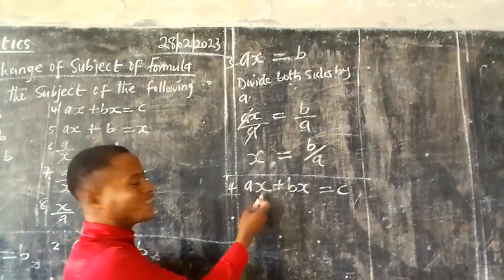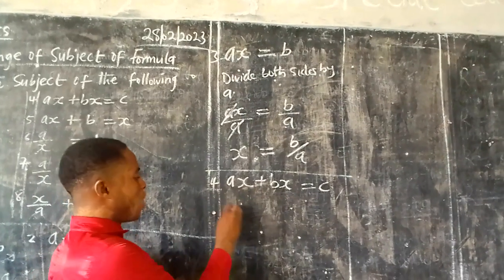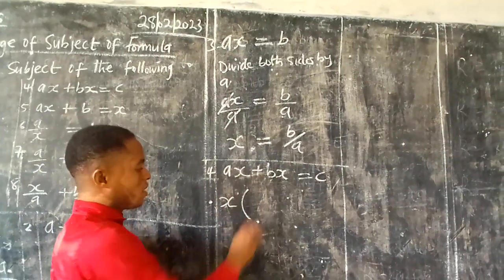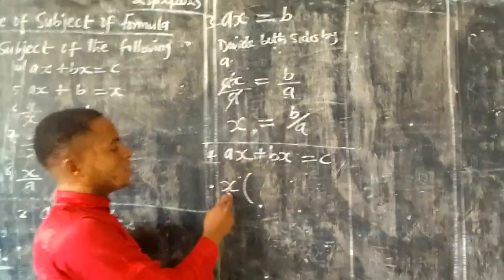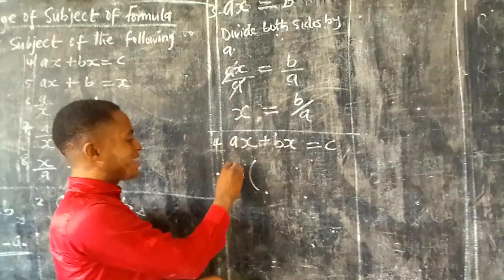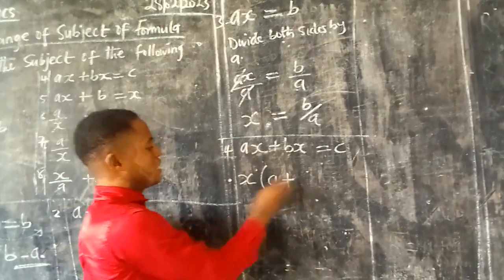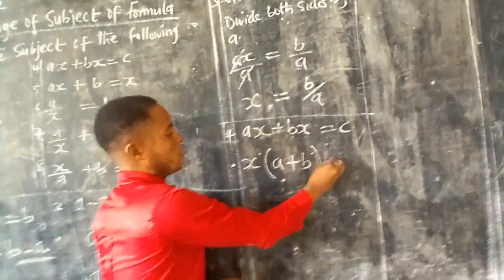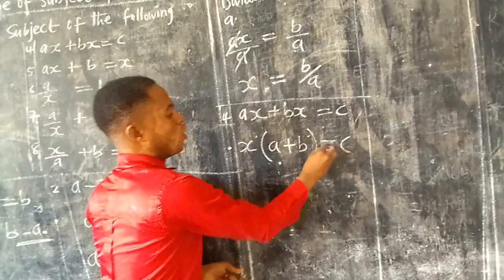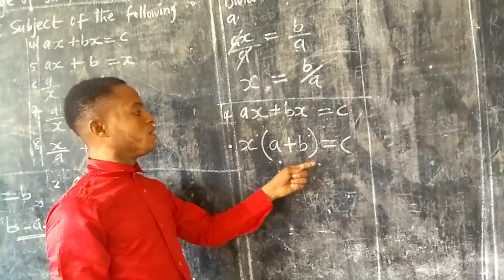So what is common? What can I find here and find here? I can see that I can find x. So I will make x common. Alright? So x into ax, meaning that x cancels x. What remains is what? a. Plus x cancels x here. What remains is what? b equals c. So that is to show you have what? x bracket a plus b equals c.